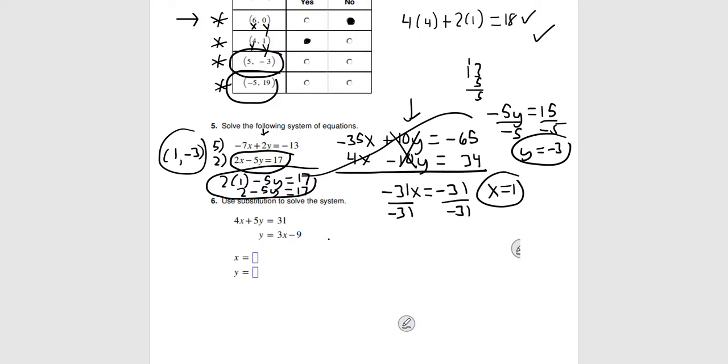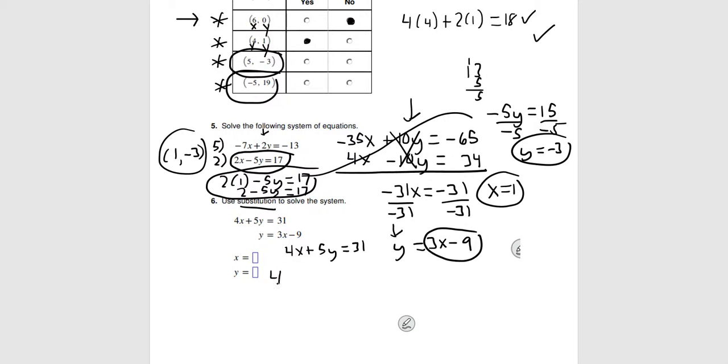Okay, and then the last type of question that you'll see on your assignment is to use substitution to solve. So when you use substitution to solve, remember your first step is to put the 2 equations side by side. And then you want to solve one of the equations for one of the variables. When we look at these 2 equations, we can see that this one has already been solved for the y. So we know y is equal to 3 times x minus 9.